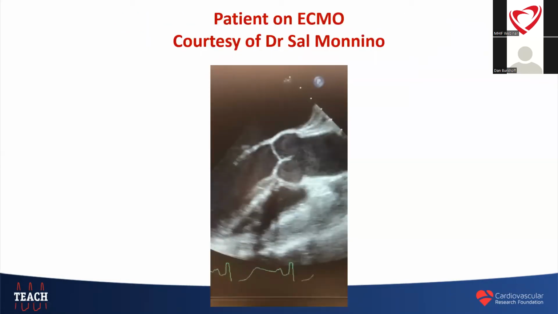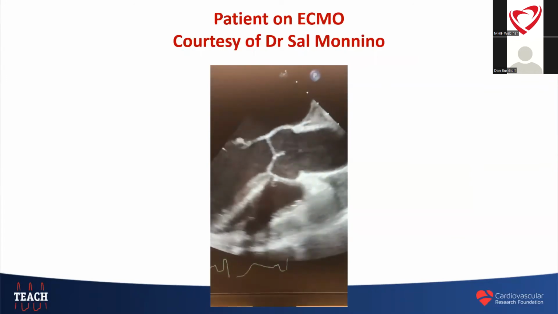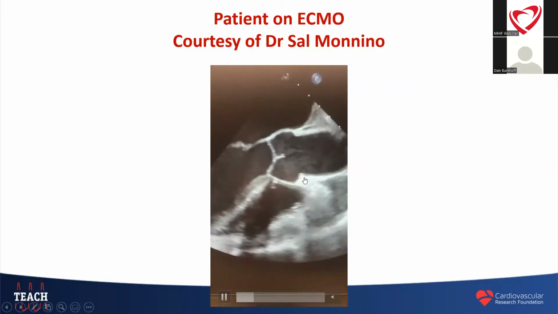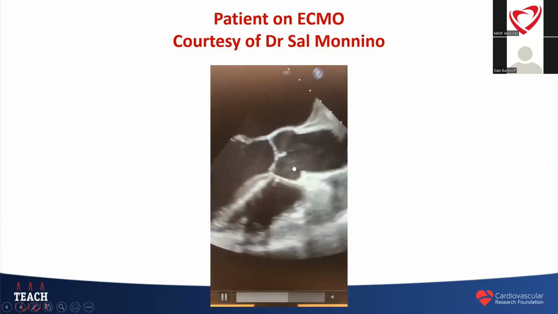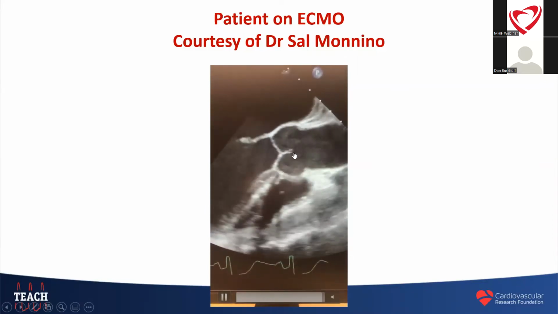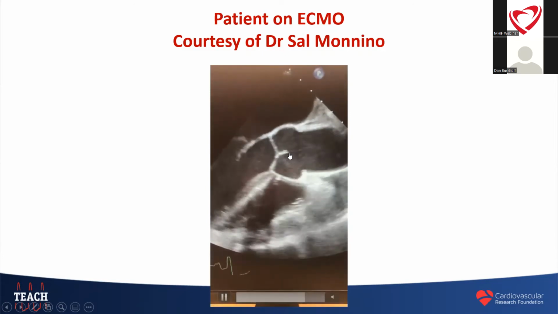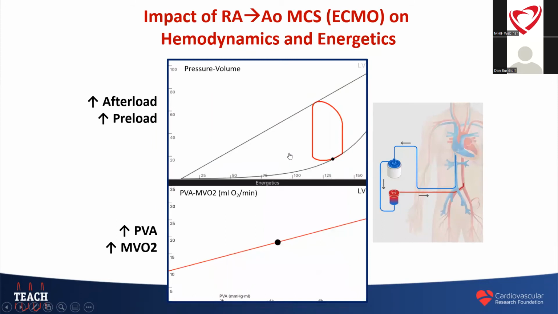And here's just another example of what this looks like on an echo of a patient where the aortic valve is completely snapped shut. And you can appreciate that this can lead to thrombosis, not only in the ventricle, in the atrium, but also in the aortic root. From the energetic perspective, it's important to note that although the stroke volume can be decreased with ECMO, it's not the stroke work that determines the myocardial oxygen consumption, it's the entire pressure volume area.